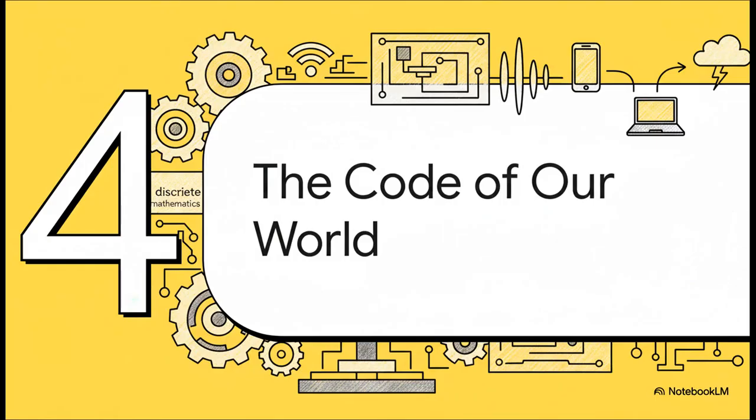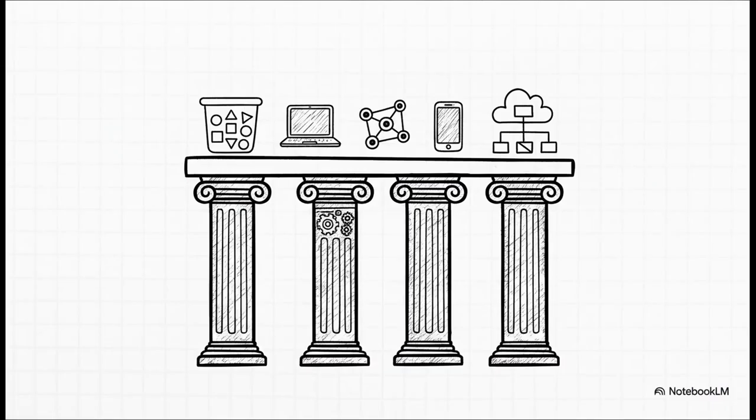So, let's pull all these pieces back together. What is this unseen engine, this code of our world, that's running everything? It's actually this beautiful, elegant, logical structure. We start by using sets to bring order to raw information. Then we apply logic to reason about that information perfectly. We use graphs to map out all the complex connections between the data. And finally, we use efficient algorithms to process it all at incredible speeds. Those are the 4 pillars holding up our entire digital age.